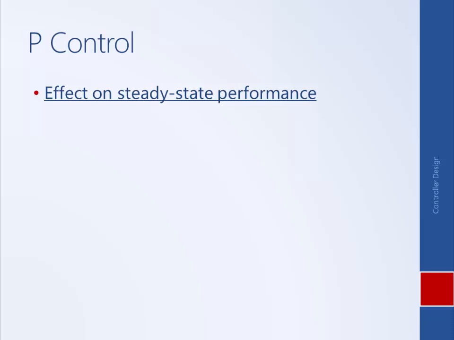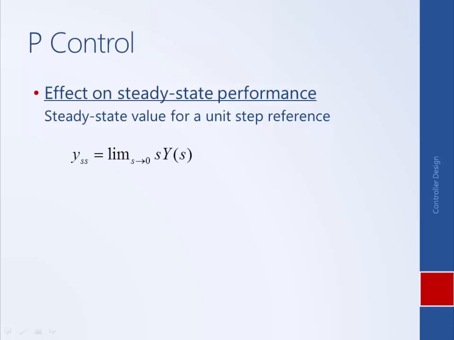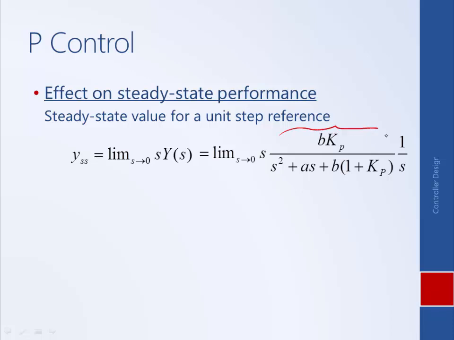Let's now look at the effect of P control on steady state performance. So again, we can find the steady state value by applying the final value theorem. So this is the final value theorem for an output y, the output of our closed loop system. Substituting in our transfer function, so this is our transfer function, and this is our input u of s, because we're doing a unit step reference. So this all together is y of s.